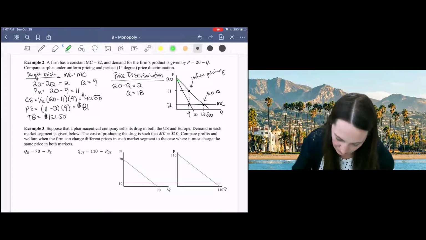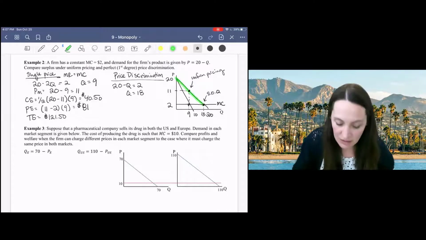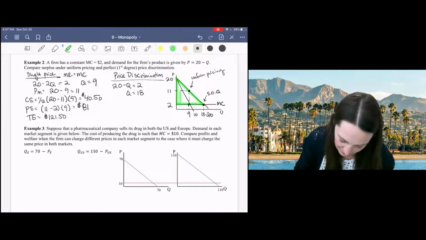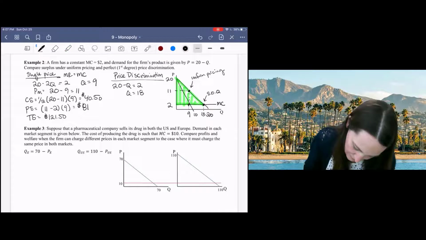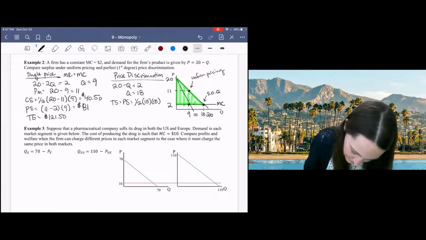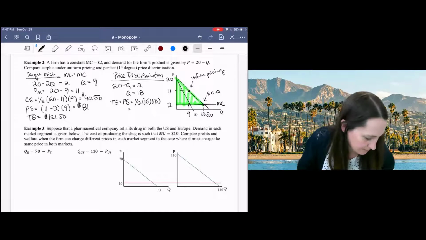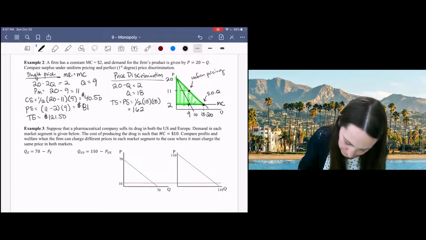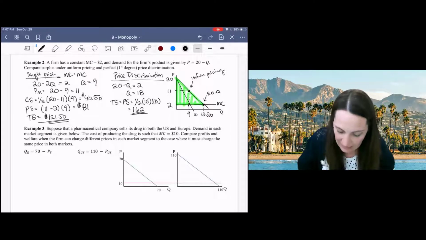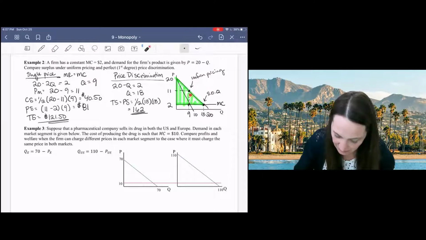Prices will be equal to all of the prices along the demand curve, and producer surplus will be equivalent to total surplus, which will be 1/2 times 18 times 18, which gives us 162. So higher total surplus than with single price monopoly or with uniform pricing, as these customers with a lower willingness to pay are still allowed to purchase the product.